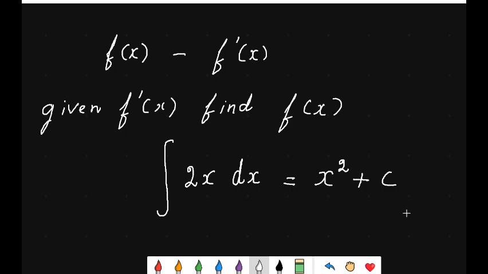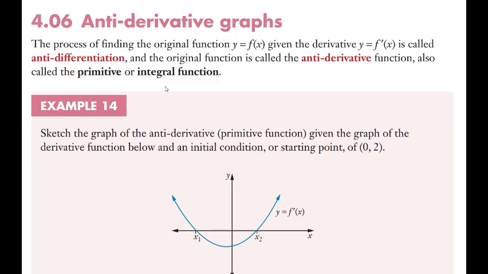Okay, now I'm going back to the book, and the book has a definition too. I mean, they are also very, very clear. So the process of finding the original function y equals f of x, given the derivative y equals f prime of x, is called antidifferentiation. That's what we saw. The original function is called the antiderivative function, also called primitive or integral function. Now, sometimes they may say it's a primitive function, sometimes they may say it's an integral function. Good so far? Okay.